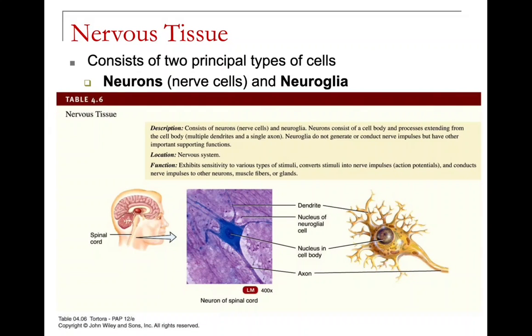Nervous tissue is going to have two main types of cells. Your neurons are the actual nerve cells that do the conduction, and then neuroglia are the support cells. So they're going to exhibit sensitivity to various types of stimuli.